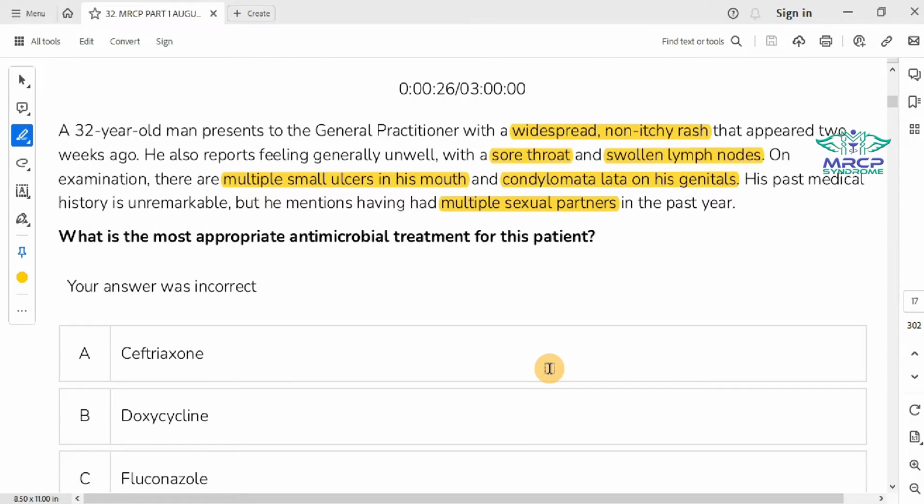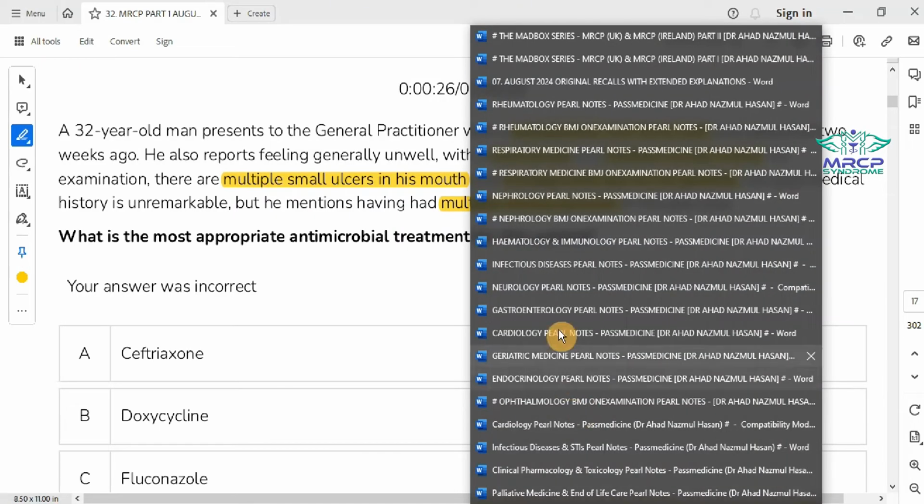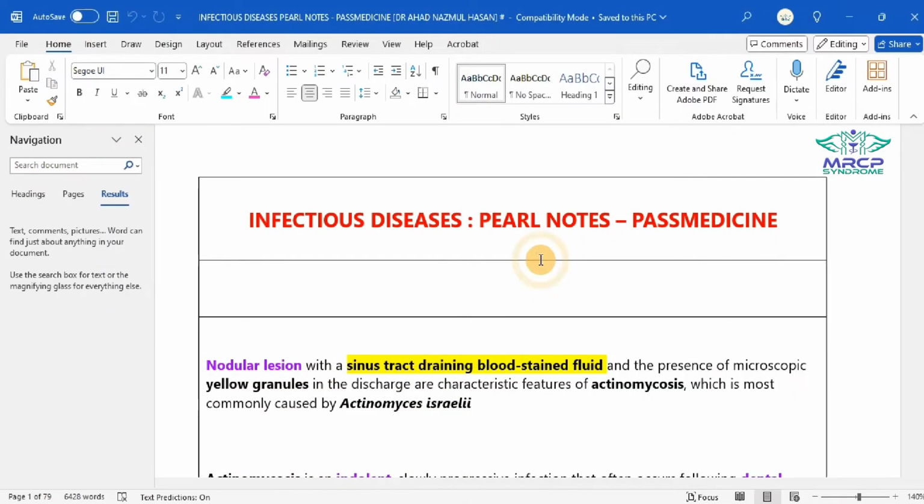So most likely benzathine penicillin. Diagnosis: syphilis. Is it primary, secondary, or tertiary syphilis? Secondary. This is secondary syphilis. How can we differentiate among the three, primary, secondary, and tertiary? How to differentiate between the three stages of syphilis?